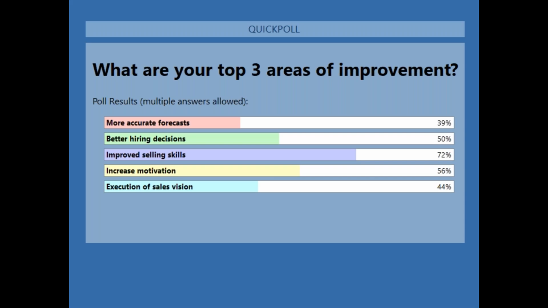Increasing motivation also ties both to coaching and to leadership skills. We really focus on motivation as a key element in coaching and in leading your teams. As you mentioned, Dave, right up there with that is better hiring skills. But in looking at these, all areas are important. Every area received a 39% vote or higher. So I think that bodes very well in terms of the topics we're going to cover today.